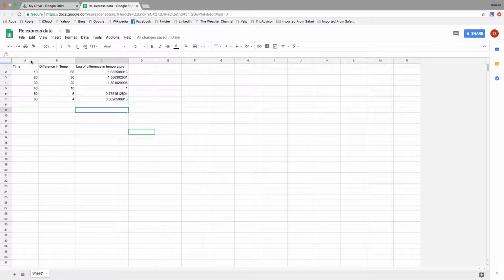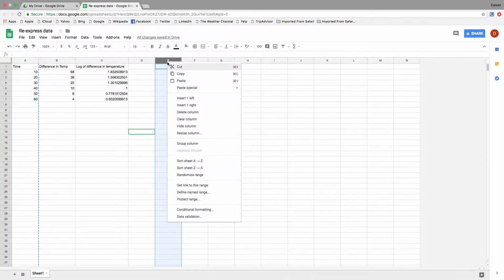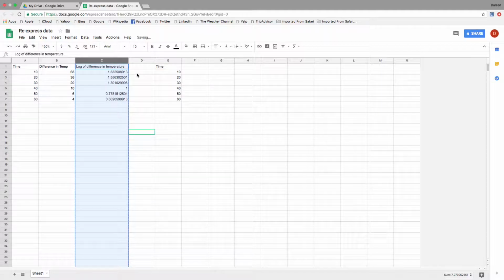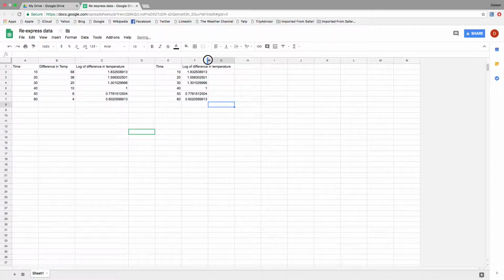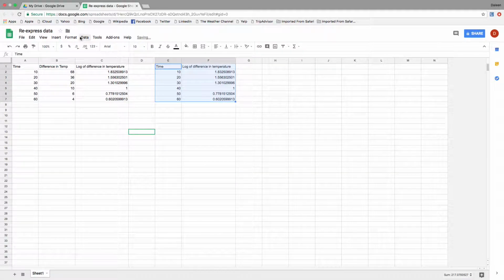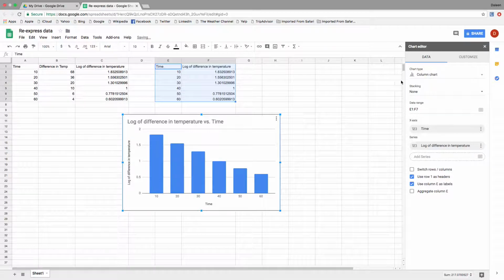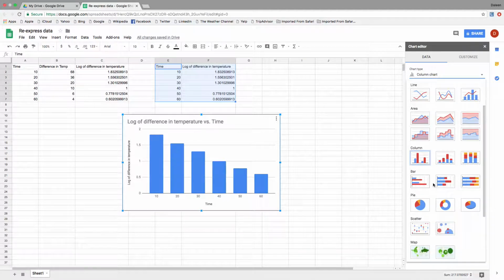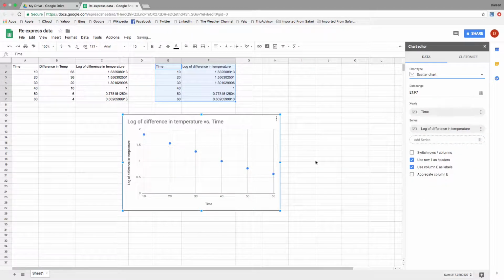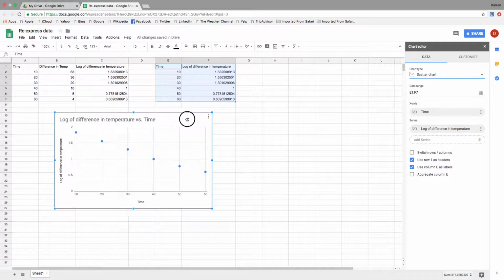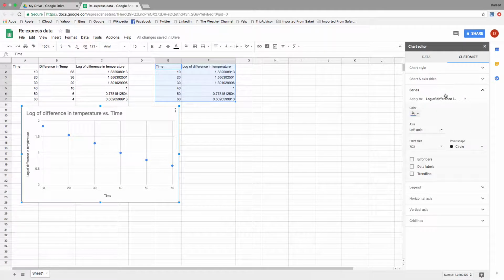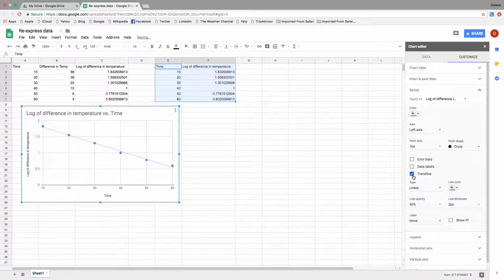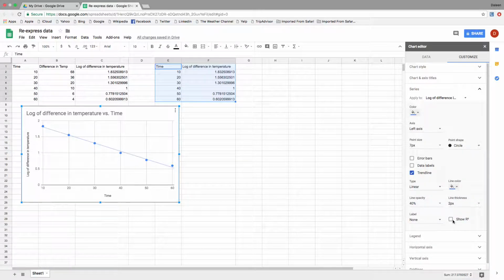Okay, so let's look at a scatter plot. So I'll copy, paste, copy, paste special, paste values only. And let's check it out. Insert chart, chart type, down to scatter. This looks much better. Just by the eye test, the scatter plot appears to be almost perfectly linear. If we place a line to this, I'll go to customize series, trend line. It looks much better. So we'll show R squared.